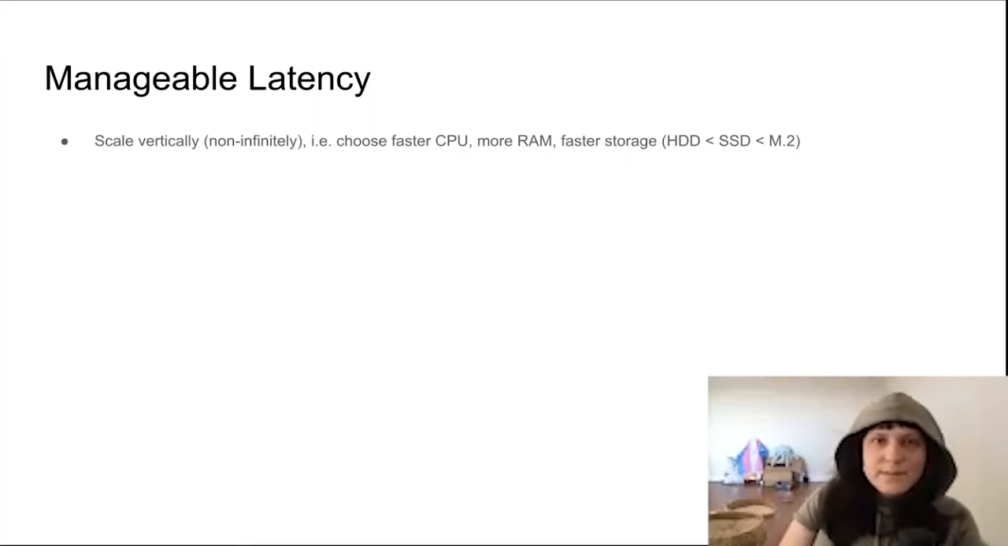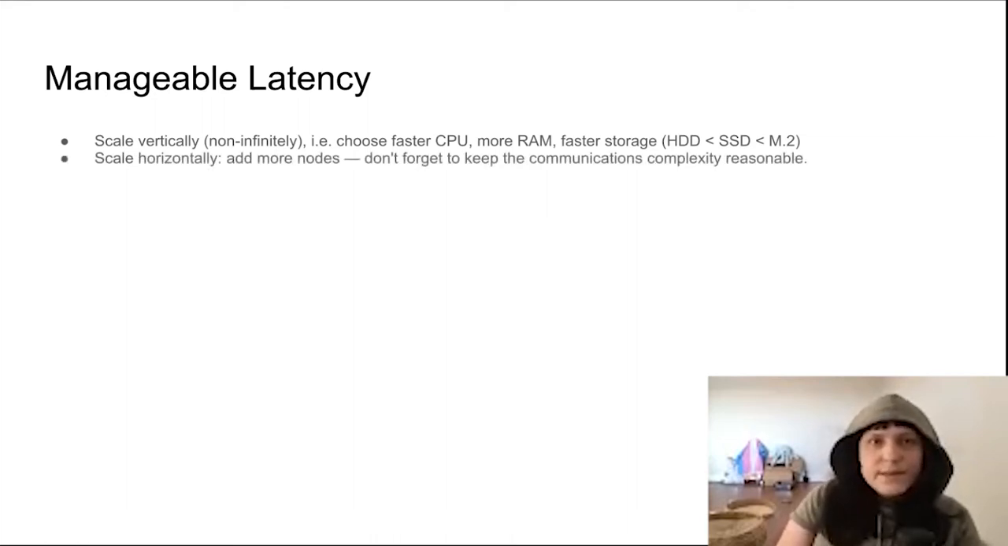So obviously more gigahertz, more gigabytes, and faster kind of storage, M.2. Doesn't always help because you need to understand bottlenecks, and also you need to understand if it's block contention or memory or resource usage.